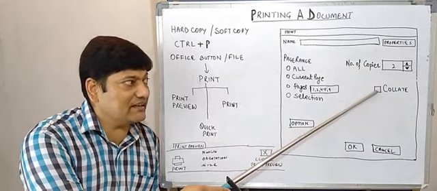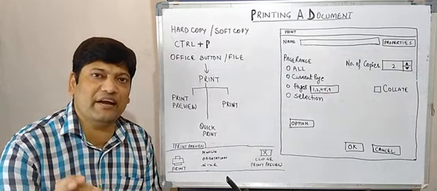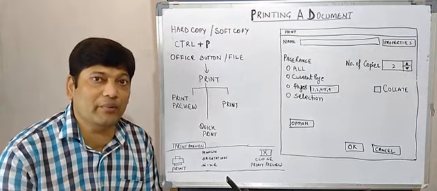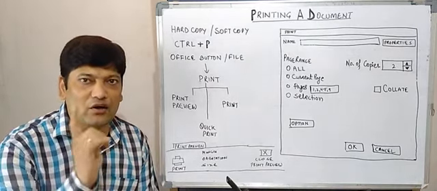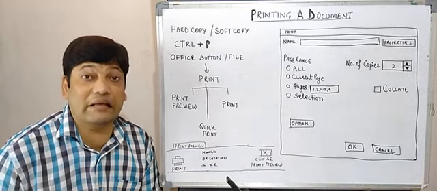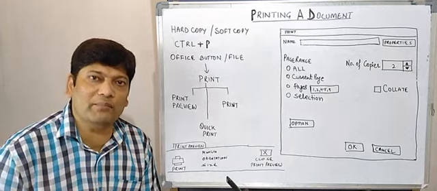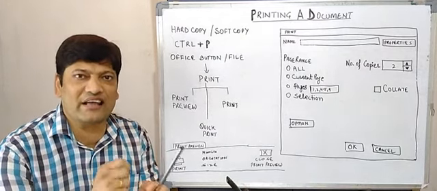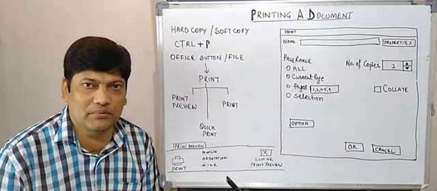But if I select the collate option, it will print pages 1 to 10, that means one complete document. One set will appear. Then it will print again 1, 2, 3, 4, 5, 6, 7, 8, 9, 10. And this is how it will print all the sets one by one. That means there is no need to rearrange such hard copies to make the sets and distribute them to people.